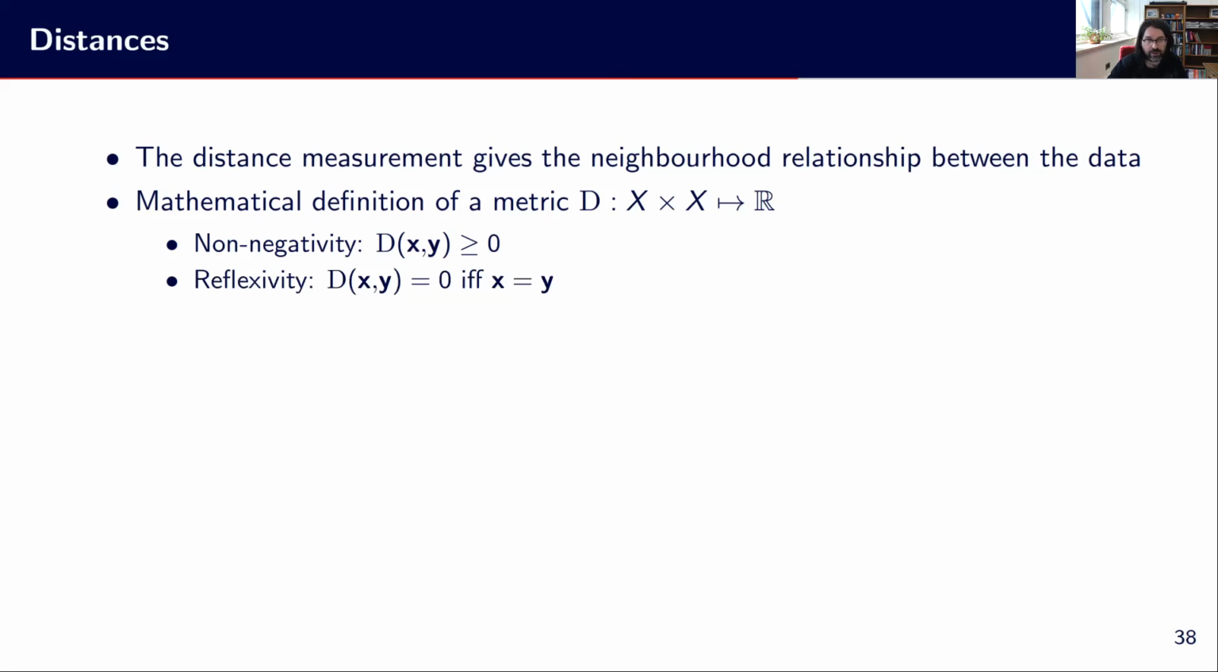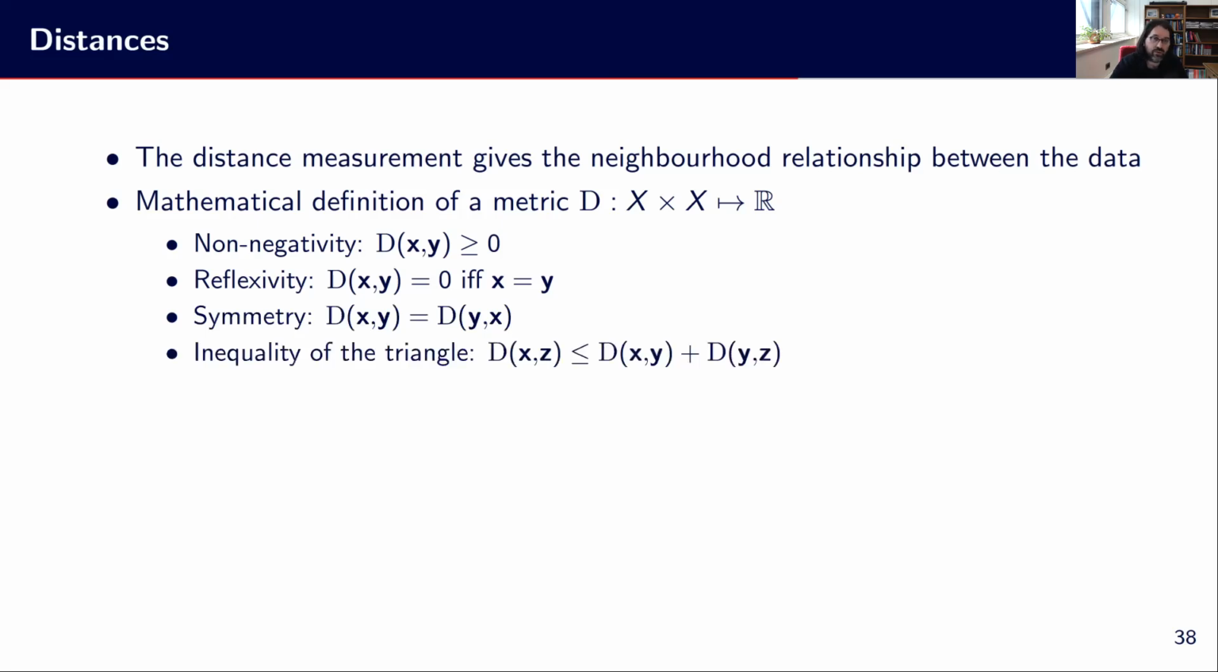We want it to be reflexive. So if we've got a distance of 0, we want it to be for equal samples, so X and Y here are the same. We don't want a distance of 0 for two points that are different. We want it to be symmetric. So the distance from X to Y is the same as the distance from Y to X. If it is not symmetric, it breaks some notions that we have about a metric, the mathematical definition of a metric.